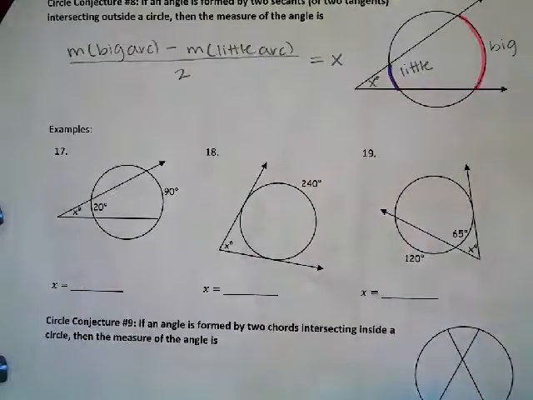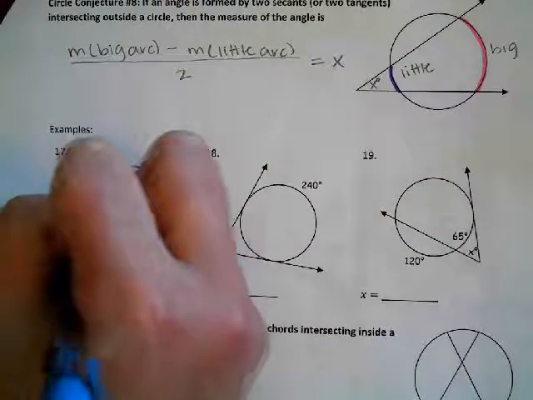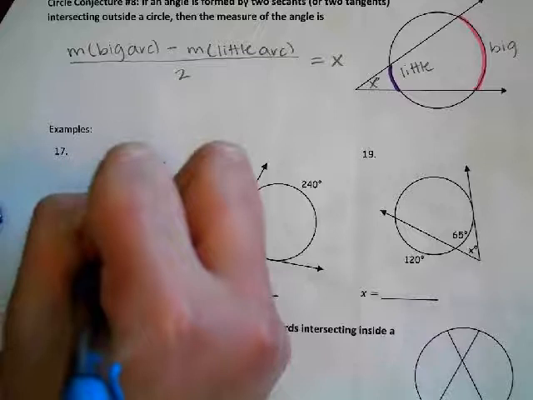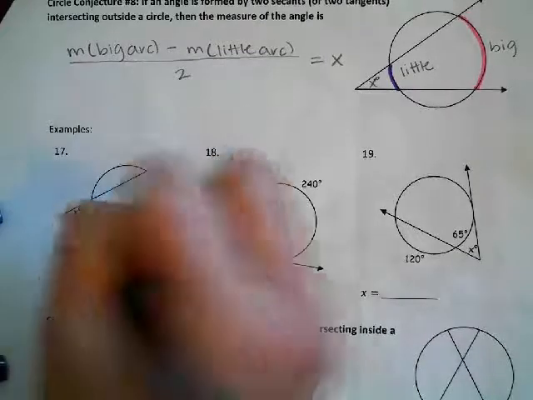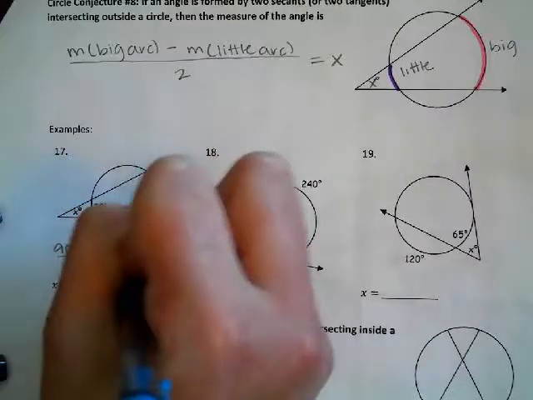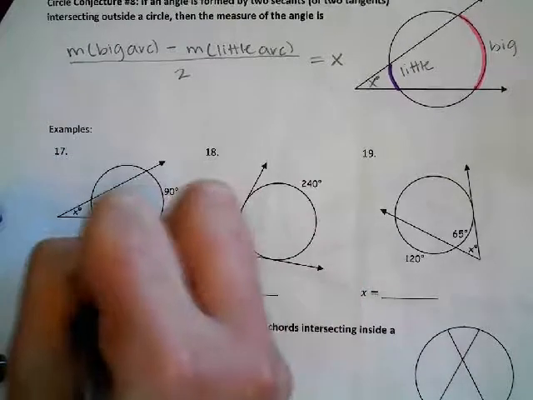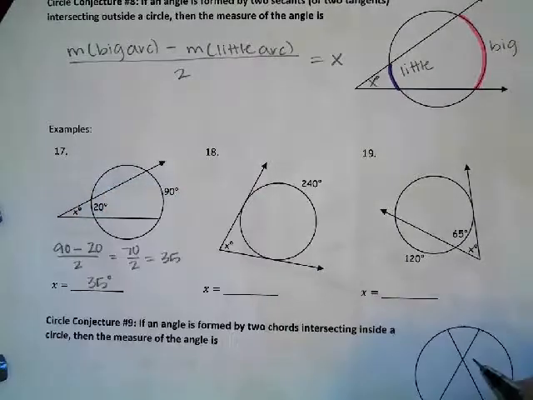So here's some examples. We're going to say the measure of the big arc minus the measure of the little arc divided by 2. So 90 minus 20 is 70. 70 divided by 2 is 35. So the measure of the angle is 35 degrees.